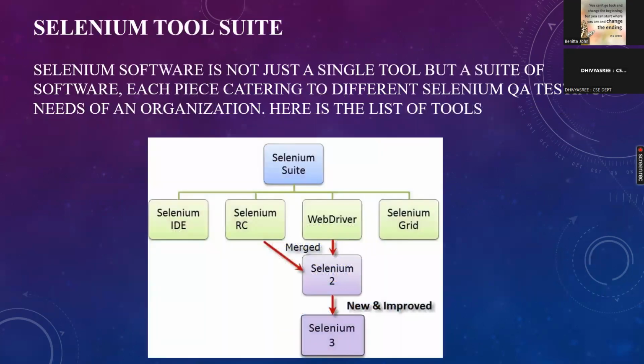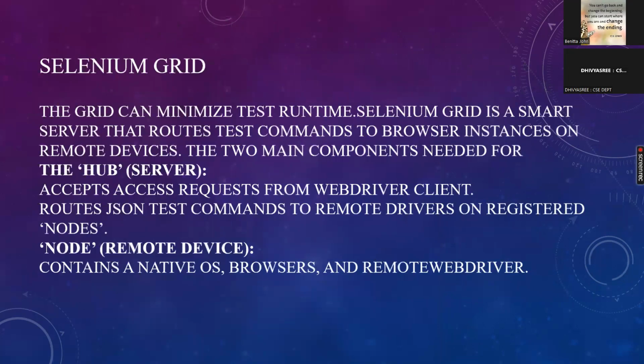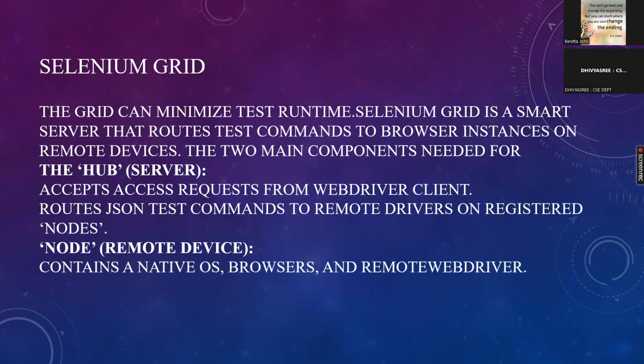Let us see what is the Selenium tool suite. It is not a single tool, but a suite of software, each piece catering to a different Selenium testing need. This is how the flowchart works. And what is Selenium Grid? The grid can minimize test runtime. Selenium Grid is a smart server that routes test commands to browser instances on remote devices. The two servers are the hub server and the node remote device.